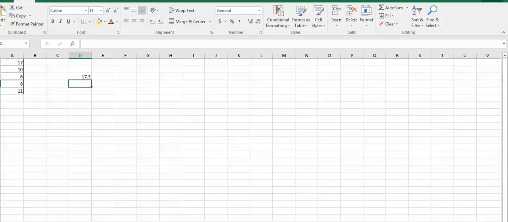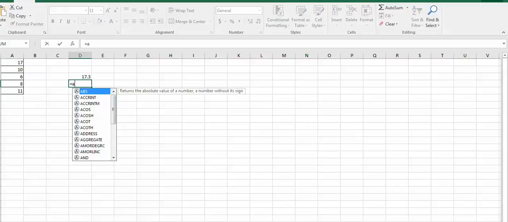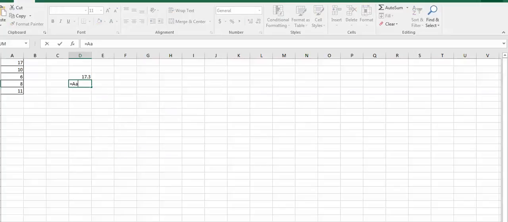Now to calculate standard deviation, I'm going to show you two ways to do this. Once I've got my variance, the relationship between variance and standard deviation is simply to take the square root. So I can take the square root of this particular number, so equals SQRT. Open that up, click the number I want to take the square root of, and there's that.